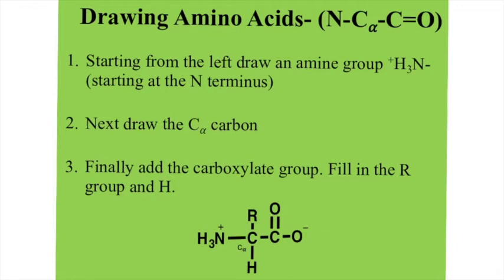It doesn't really matter however you want to figure out how to draw it, it's fine. Okay, so you always draw your amino terminus first, then your C alpha, and then you draw your CO. And I generally draw that backbone first, and then I fill in all my R groups.